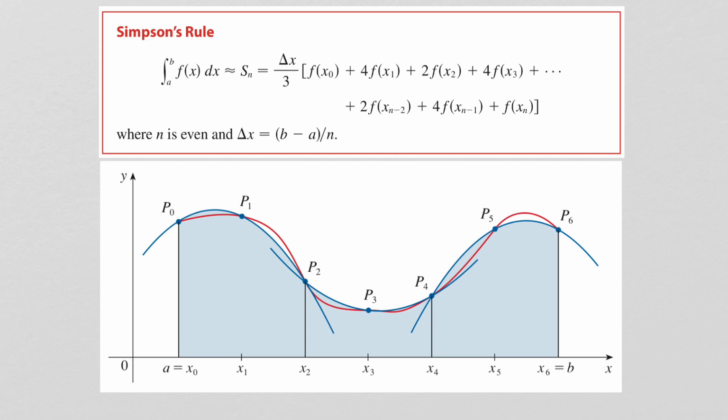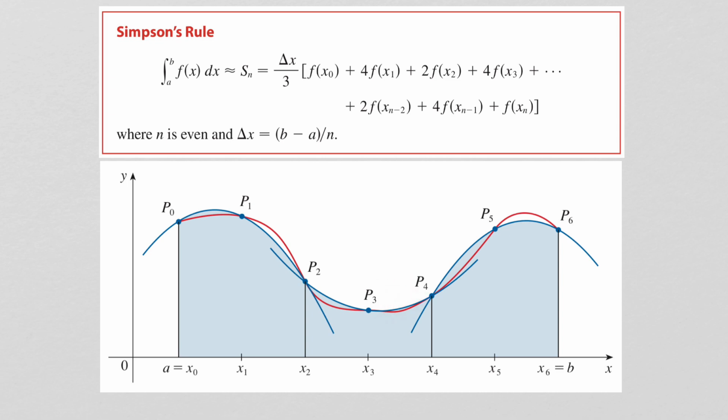So for example, if you look at the function f of x here that goes through these 3 points, we can find a unique parabola that goes through those same 3 points, and the area under that parabola is approximately the same as the area under that curve. Same thing here. We have our function. We take 3 points. We find the parabola that goes through those 3 points, and the area under that parabola is very close to the area under the curve.